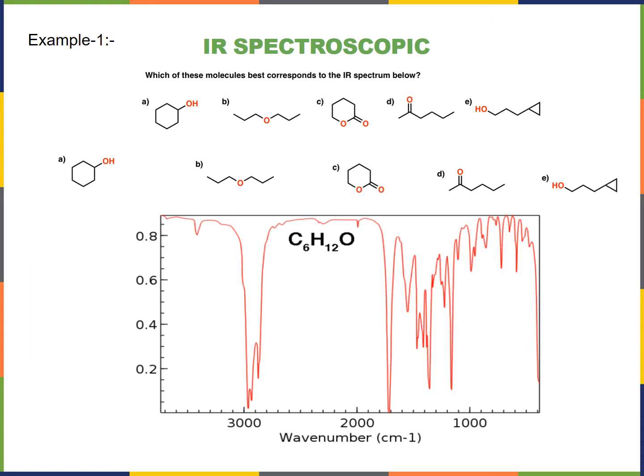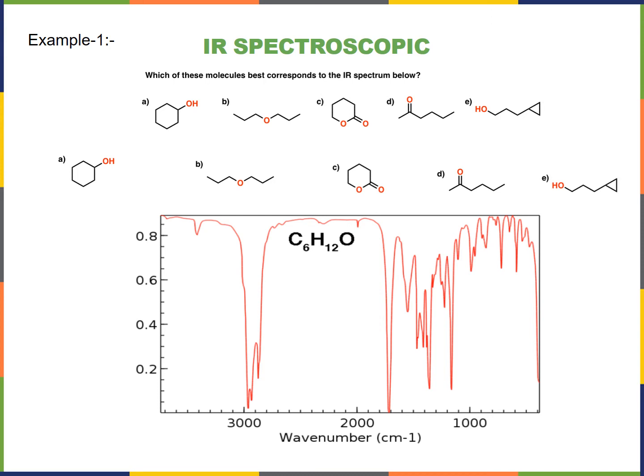Let's check one by one. Let's say choice A. Choice A indicates the presence of one OH. Now there is a peak around 3300, but it is a very low peak, so this is maybe not the OH of this compound. In the other case, there is no peak around 1700 for carbon double bond oxygen for this choice. So A is immediately ruled out.